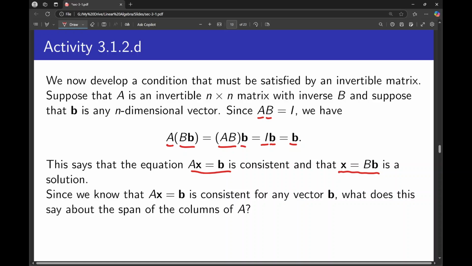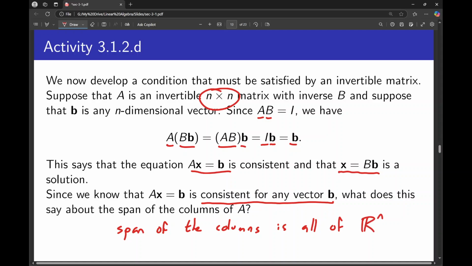Since we know Ax = b is consistent for any vector b, what does this say about the span of the columns of A? If it's consistent for any vector b, that means the span of the columns is all of Rn, since we have an n by n matrix. Because we know that we can solve for x for any b, that means the columns must span the whole space.